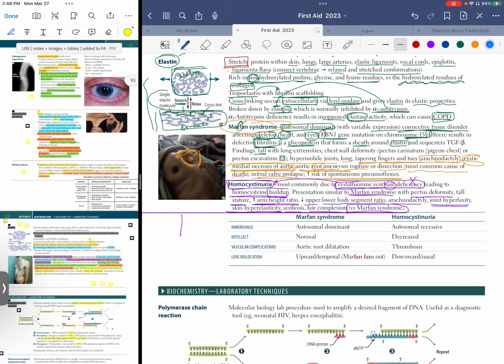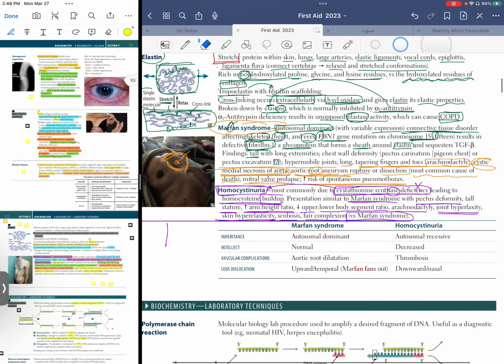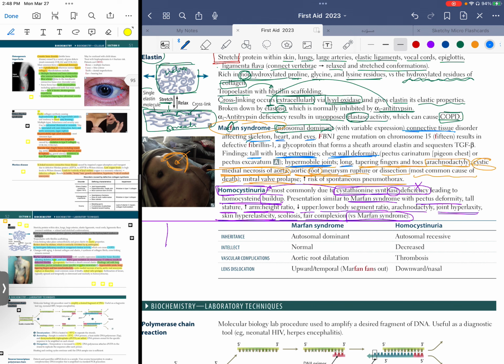Okay, so let's see what we had in Marfan syndrome. We had a connective tissue disorder affecting the skeleton, the heart, the eyes, okay? And the patient would come as a tall patient with long extremities and chest wall deformities, with hypermobile joints, long tapering fingers and toes. That's arachnodactyly, and cystic medial necrosis that may end up as aneurysm rupture or dissection.